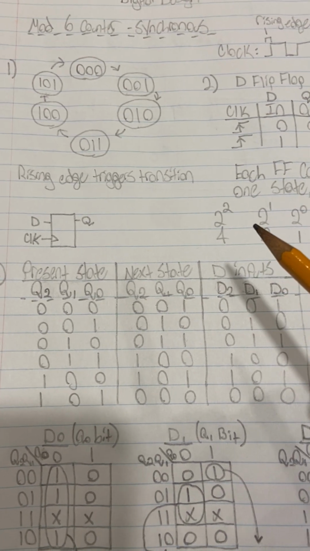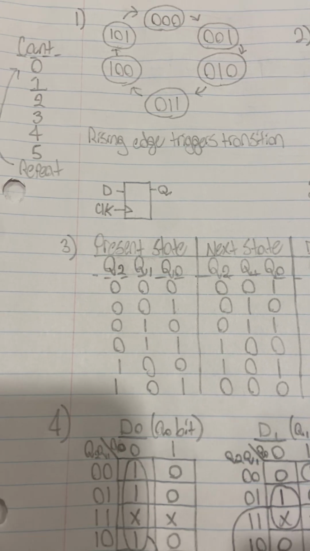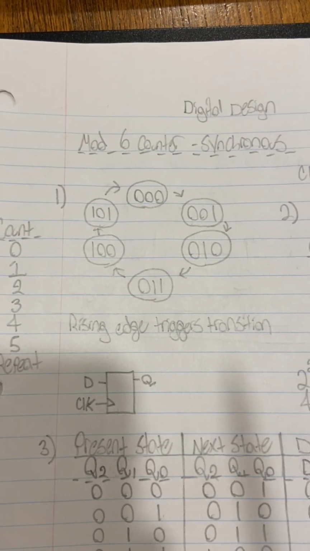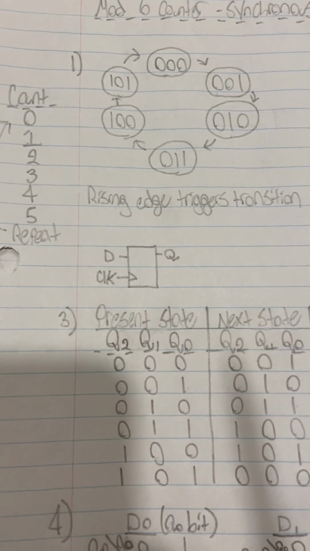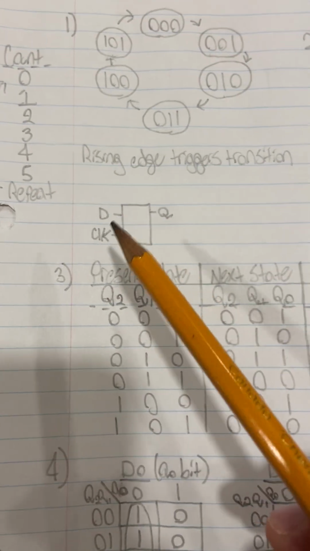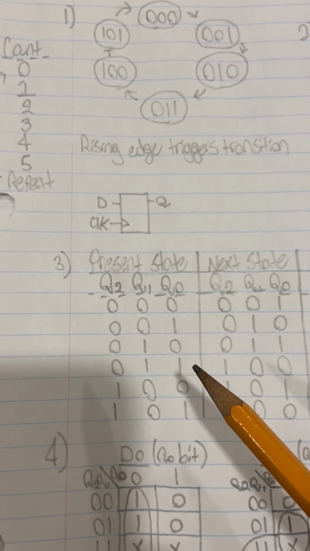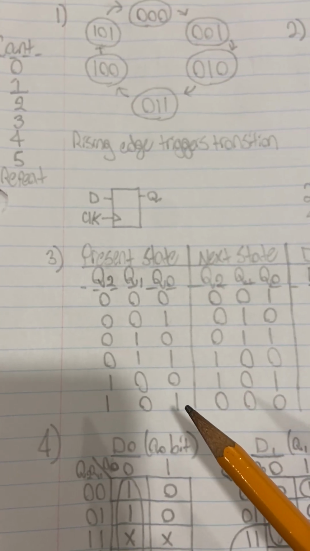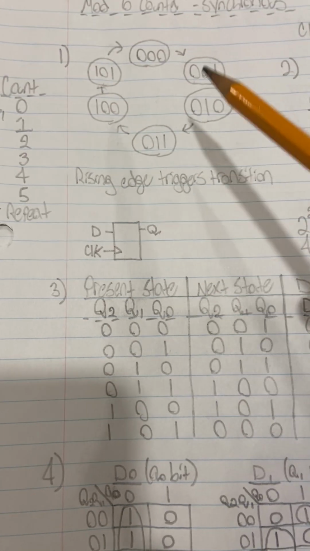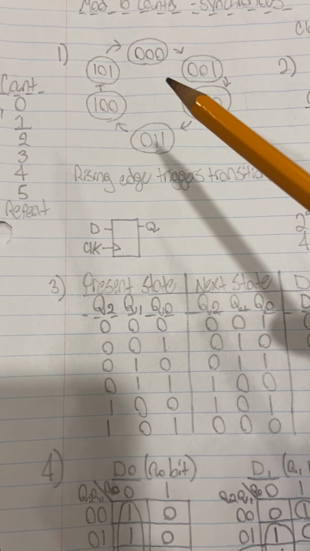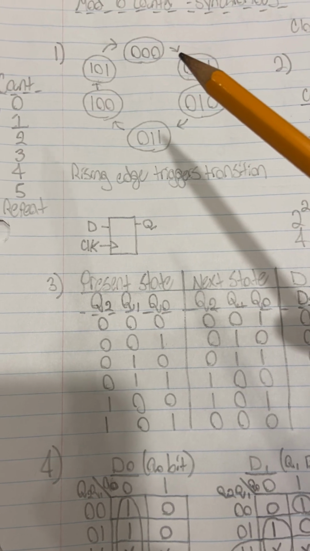So what we'll do here is, in our present state section, we write out the states that we have come up with in section 1 here. So first we have 000, and then 001, 010, 011, 100, and 101. All of these correspond to what we've created in step 1 for the sequence that we want.